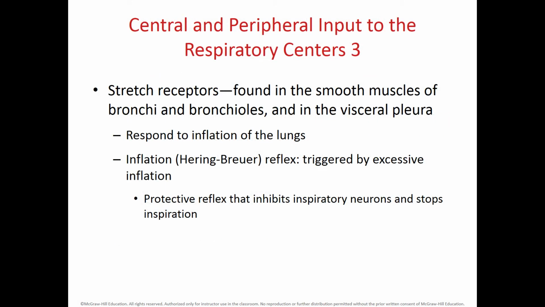Along with that, we have stretch receptors that are found in the smooth muscles of the bronchi and the bronchioles and the visceral pleura that respond to inflation in the lungs. So we have this reflex that is called the Hering-Breuer reflex, that is triggered by excessive inflation. When you have this excessive inflation, you will form a protective reflex that inhibits the inspiratory neurons from the VRG and the DRG, so you will stop inspiration, and then you won't overinflate your lungs.